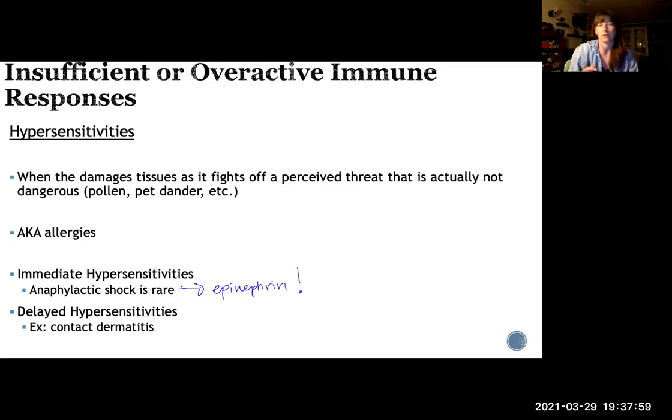Epinephrine to the rescue, right? And then delayed hypersensitivities are things that are more like contact dermatitis. So like I am allergic to nickel in cheap jewelry. I can wear it for a little while, sometimes a day or two, maybe just 12 hours before I develop a rash. So you have that delay between the exposure and the resulting tissue damage, if you will, the reaction.